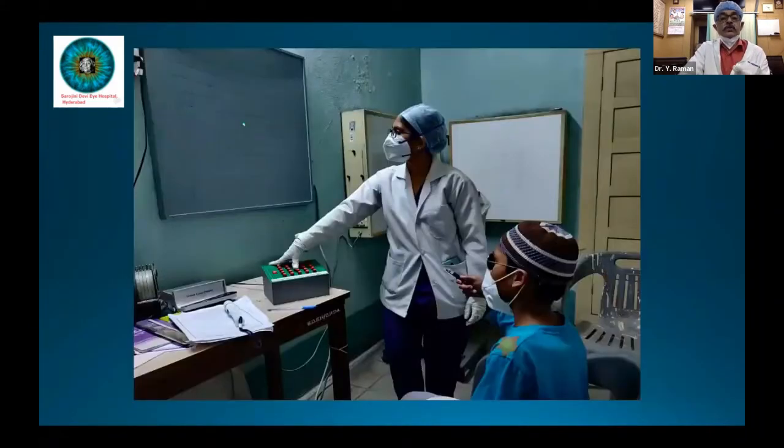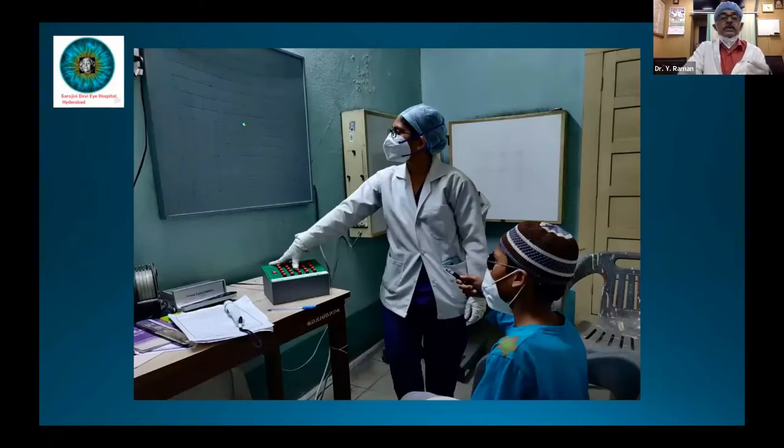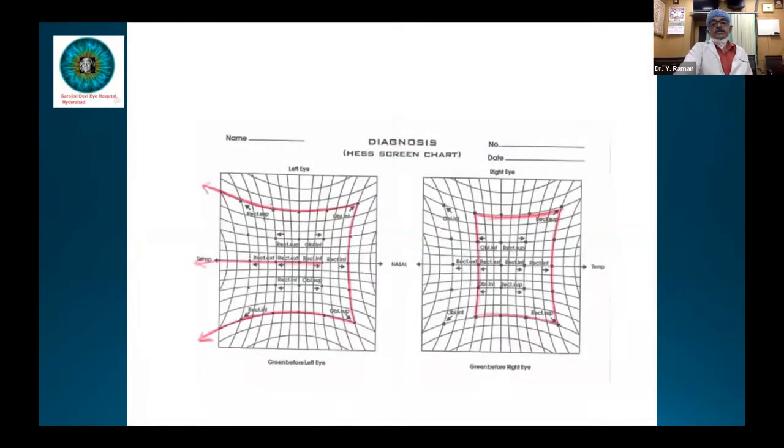And lastly, coming to Hess charting, where the child is made to sit in front of a Hess chart and is given a green light, laser light. He is given a green light, and this mainly depends upon the haploscopic principle, where the child putting on the red-green glasses can superimpose. So these are some of the examples of Hess chart.